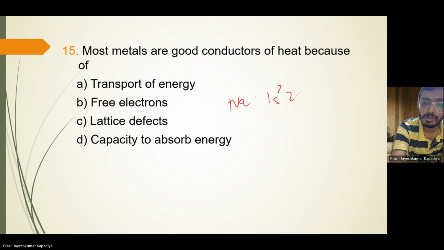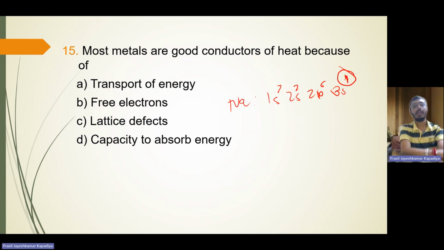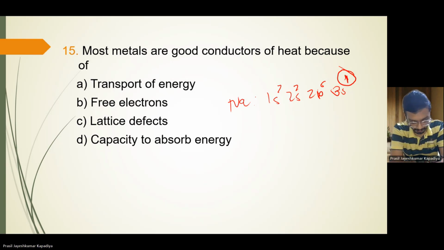1s2, 2s2, 2p6, and 3s1. So sodium is a metal, so there is one free electron, and these free electrons work as carriers, because of these free electrons available in most of the metals.